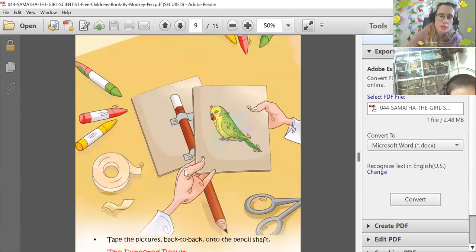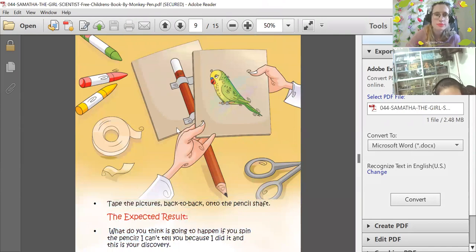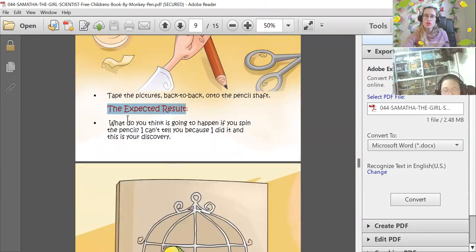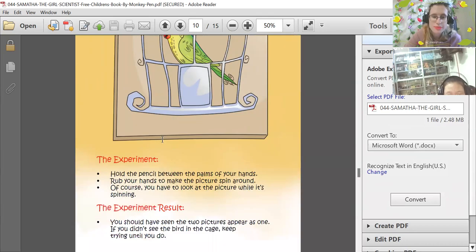Now you have your two pictures, right? Okay, let's read. Tape the pictures back to back onto the pencil shaft. The expected result. What do you think is going to happen if you spin the pencil? I can't tell you because I did it and this is your discovery. Good job. You will take the two things and spin it, and then it's like the bird is in the cage.